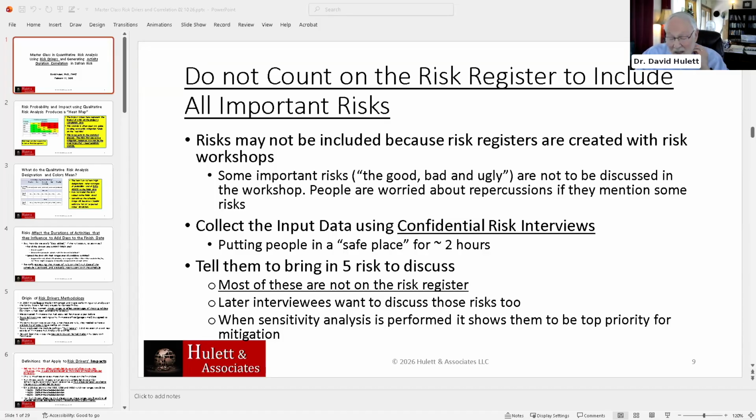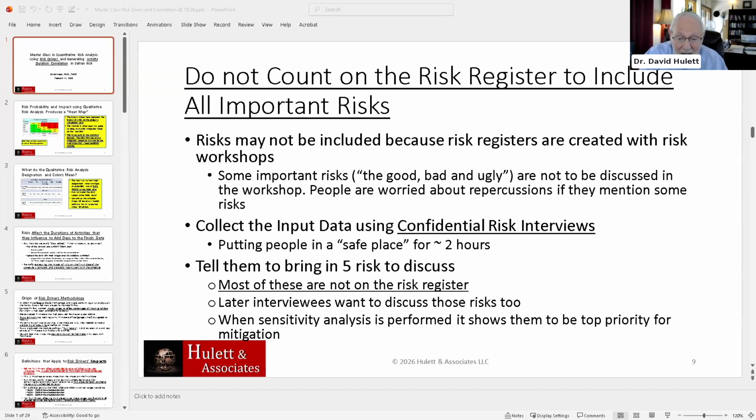These are with the team leads and the project managers. I had one where the project manager on a gas pipeline came to one of these confidential risk interviews, and he said, "Look, I've got three risks that I want to talk about." Turned out they were not on his own risk register, but they were so impactful that, with the risk analysis and the capability to prioritize risk later on, they became 3 of the top 10, or maybe 3 of the top 5.